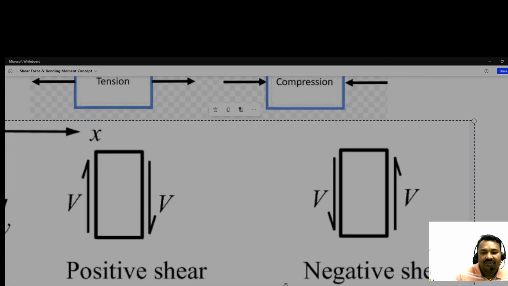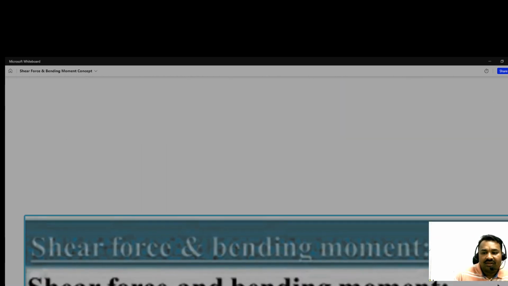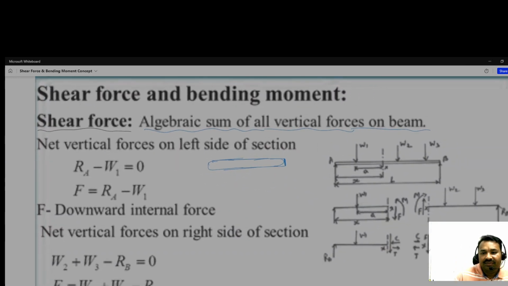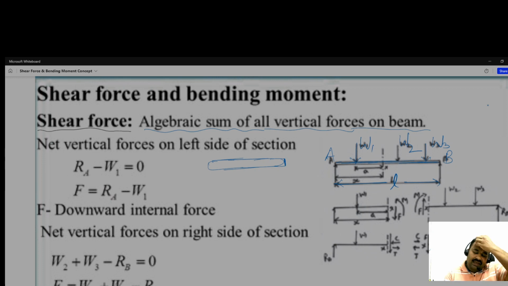So again coming back to this one. Here if you focus on the beam, this is the beam, the ends named A here, B here, and here W1 is acting, here W2 is acting, here W3 is acting, and the length of the beam is suppose L. Okay, and now what do we have to do? We have to take a section. So suppose here we took a section, and we named it section 1.